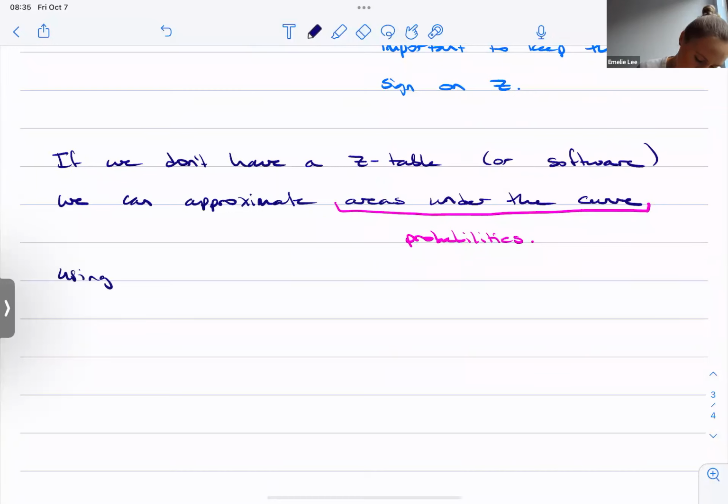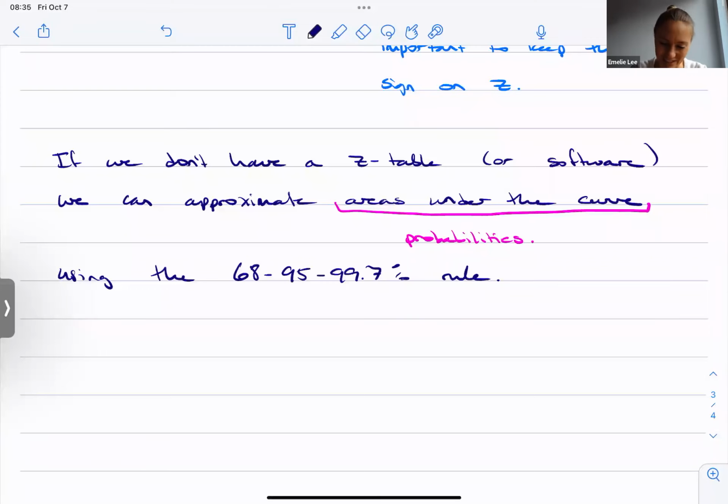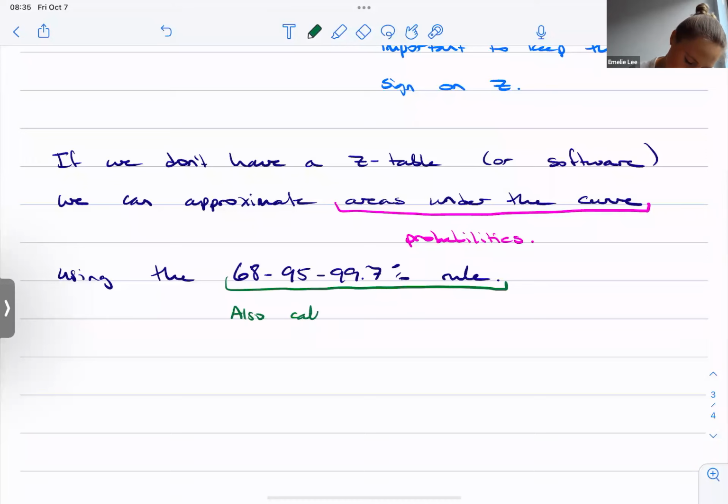Using the 68, 95, 99.7% rule. Oh boy, what does that mean? I'll just make a note here, maybe in dark green. It's also called the empirical rule, but I'm just going to call it the 68, 95, 99.7 rule, only because that really tells us what's going on.